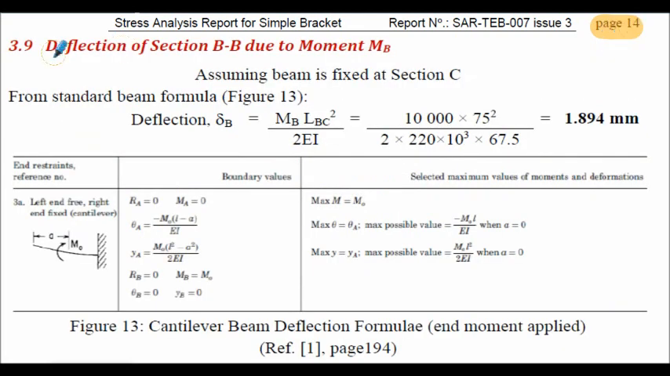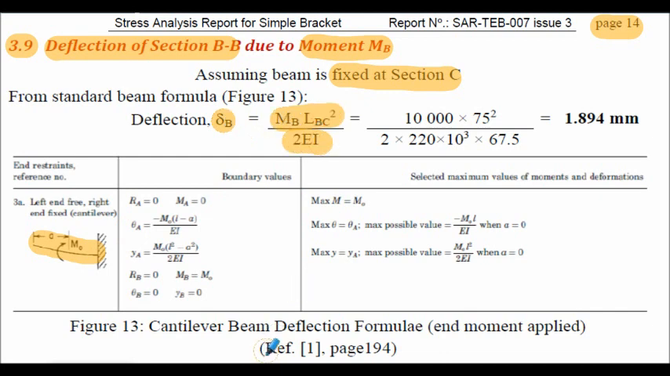Page 14 continued, subsection 3.9, calculating deflection of section BB due to the moment, MB applied. Again, we're assuming that section CC is fixed. And again, using our standard beam case, we have a standard formula to use from reference 1.